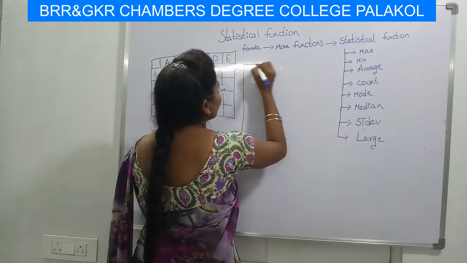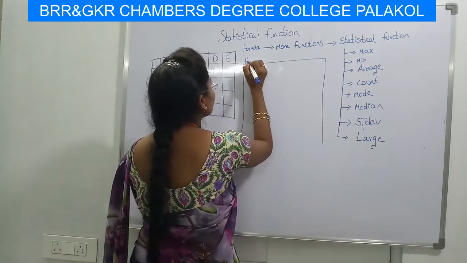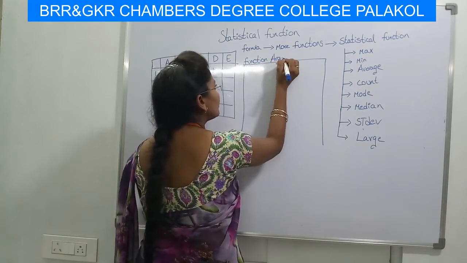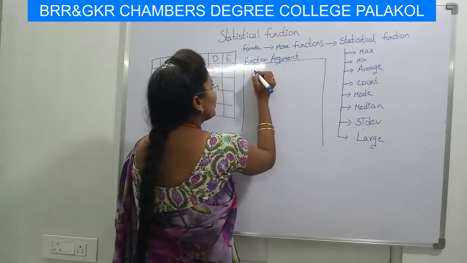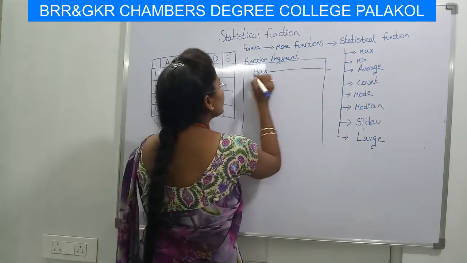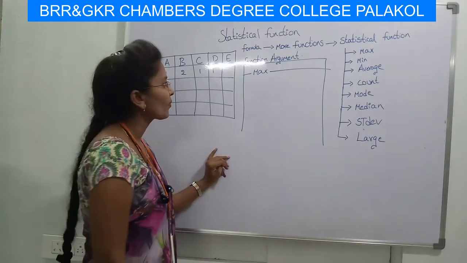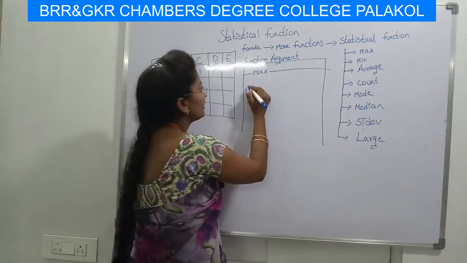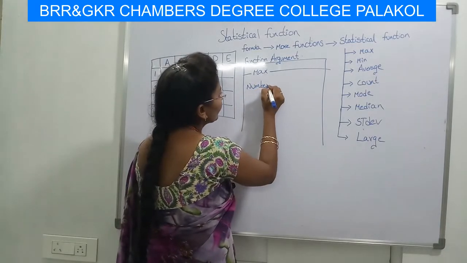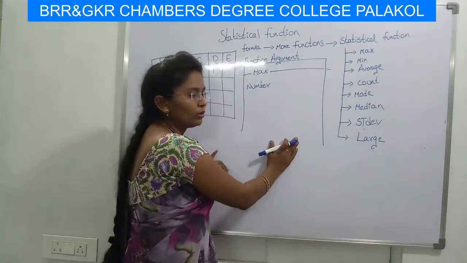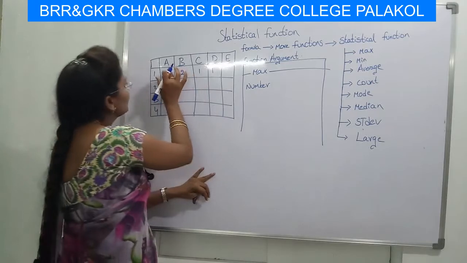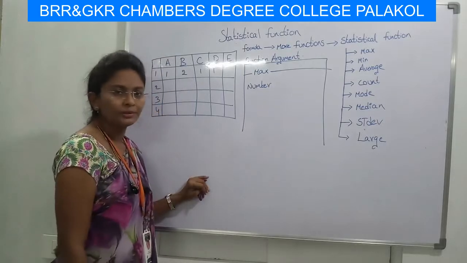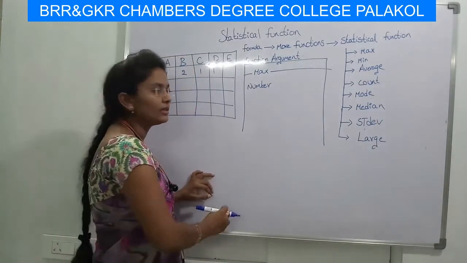And here you can see the dialog box. That dialog box is the function argument dialog box. In this function argument dialog box, you can see the maximum here and you can write the numbers in this dialog box, that means number 1, number 2, number 3. You can write the numbers in this dialog box and click on the OK button, or select the starting cell reference and ending cell reference over here and click on the OK button. Then it will display the answer. This is the long process.